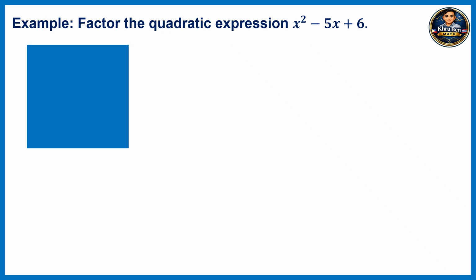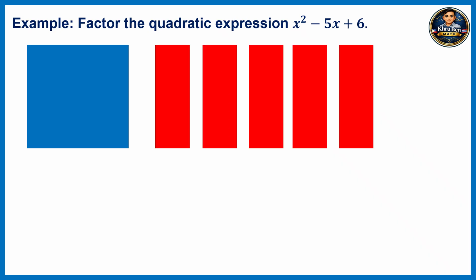Now, let's try another example. This time, our quadratic expression has a negative middle term. We want to factor x squared minus 5x plus 6. First, let's identify the tiles we need. We need one positive x squared tile, 5 negative x tiles, and 6 positive unit tiles.